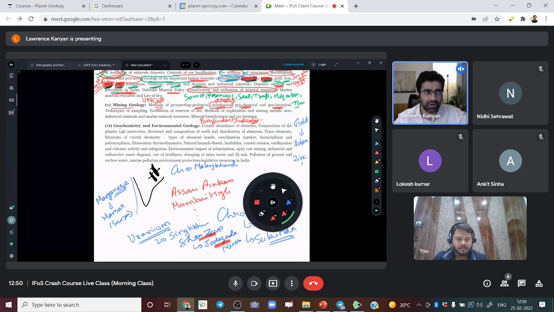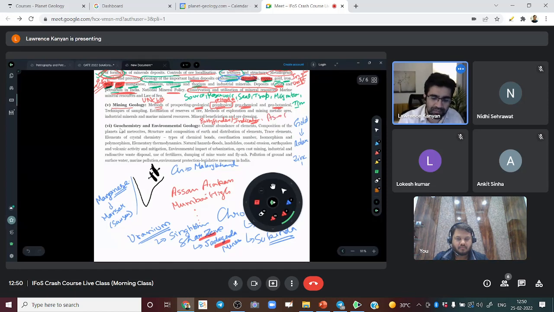For example, if you are looking for gold, people don't go and start searching for gold. They search for arsenic. So arsenic is for gold. These are indicators. So it is a very important topic. This can be asked in the exam. This is part of geochemical.